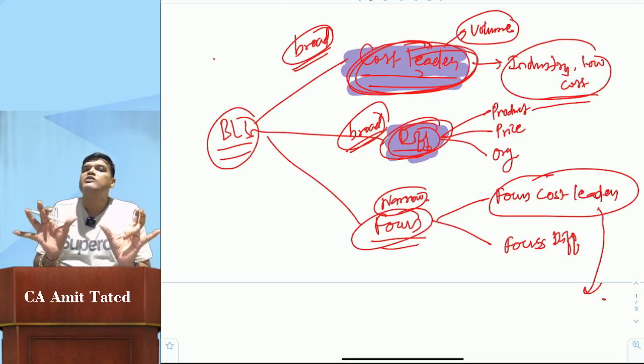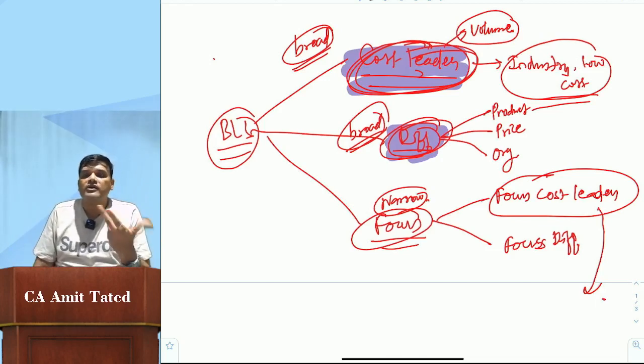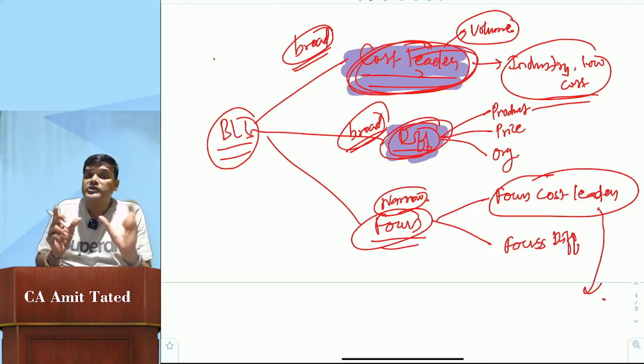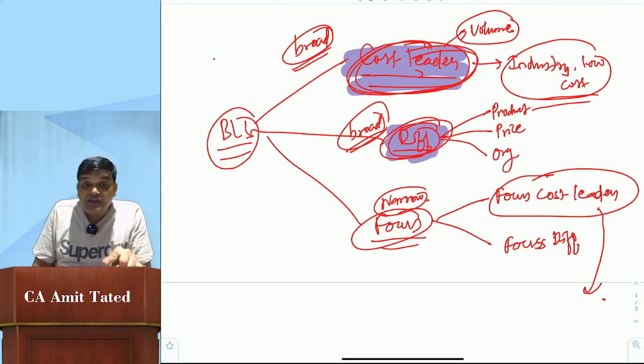BMW is lowest in cost. Therefore, you are preferring BMW. This is what? BMW is lowest in cost and therefore you are preferring BMW compared to Jaguar. Now this is what? This is differentiation based on price.